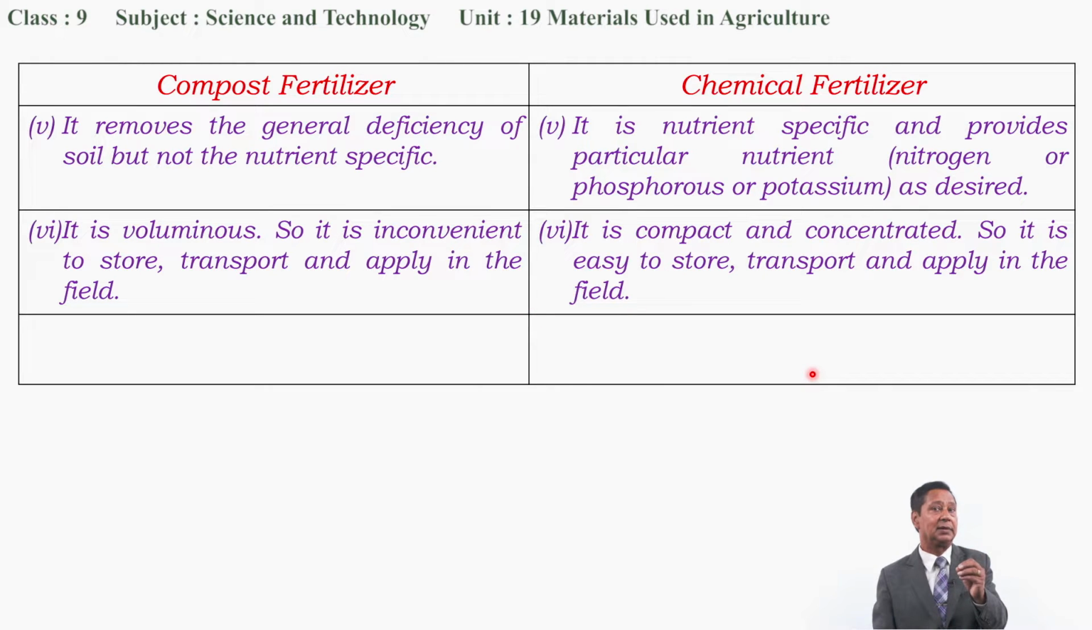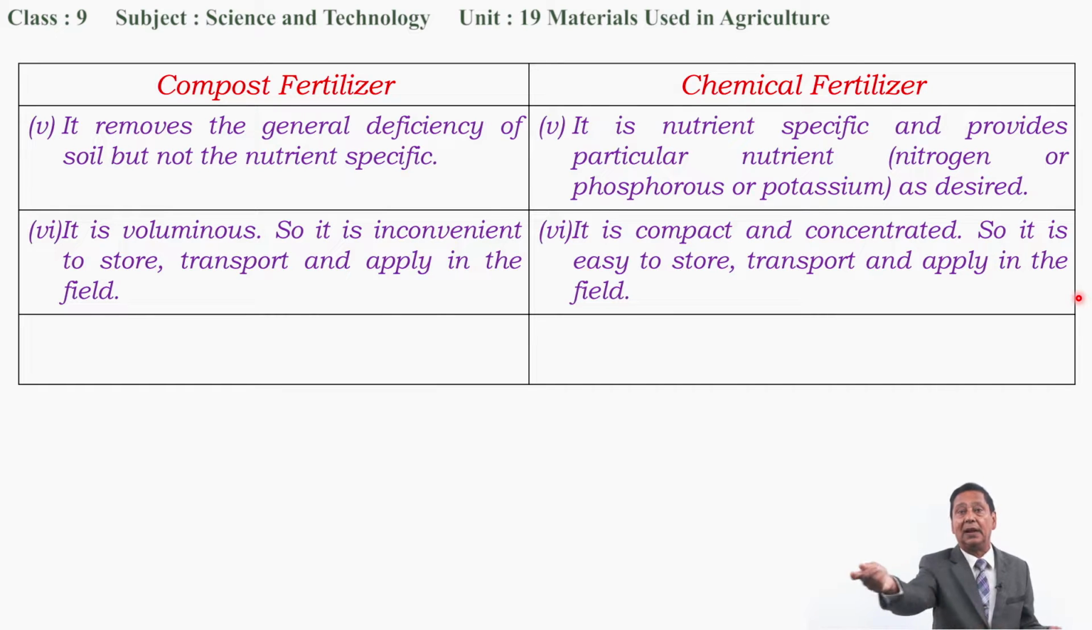But on the other hand, it is compact. Which one is compact? Chemical fertilizer. It is just the salt, it is just the compound, and it is compact and concentrated, so it is easy to store. Just one full sack containing 20 kilogram can be stored easily, and it can be transported easily, and it can be applied in the field easily by just scattering these salts in the field. It's easy to use also.